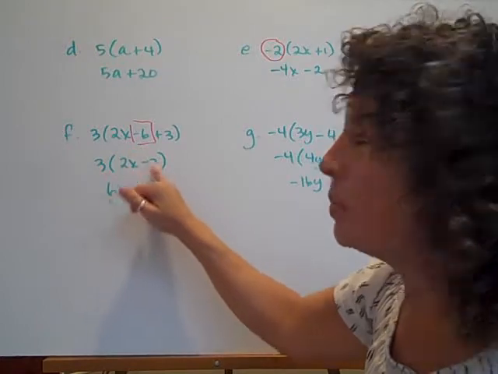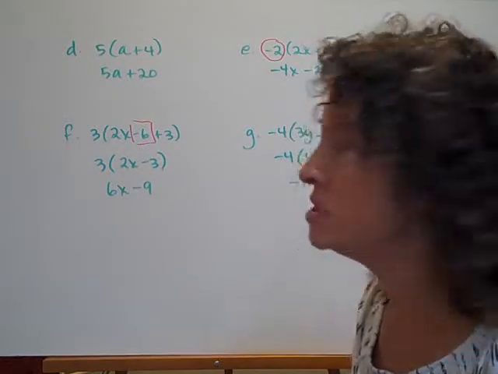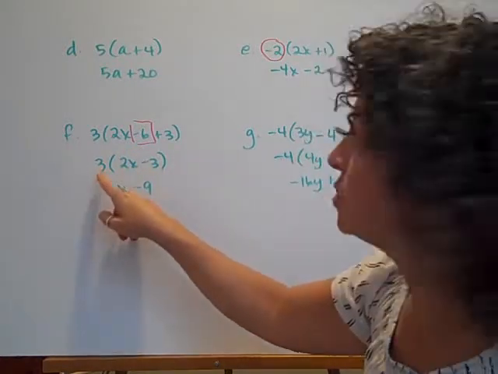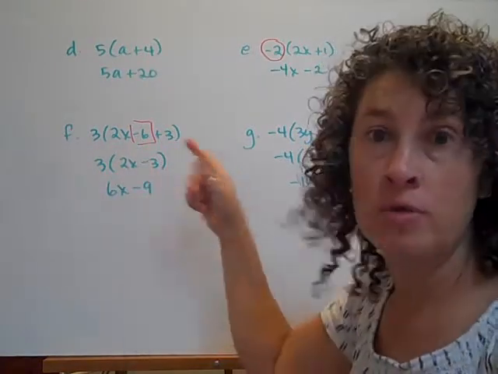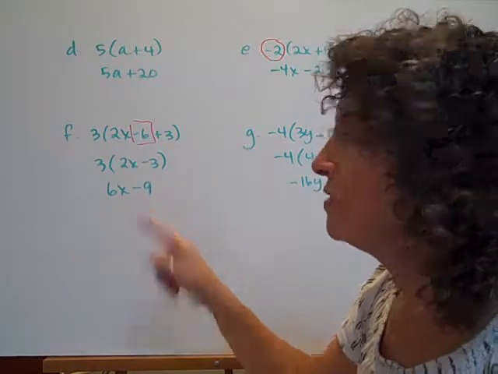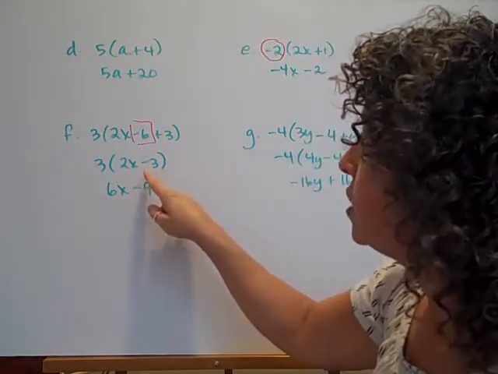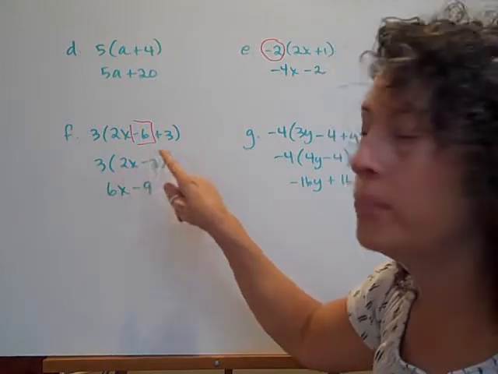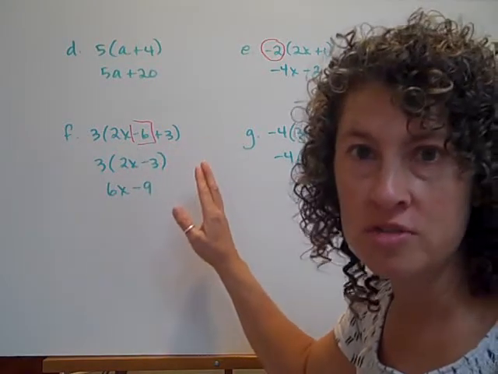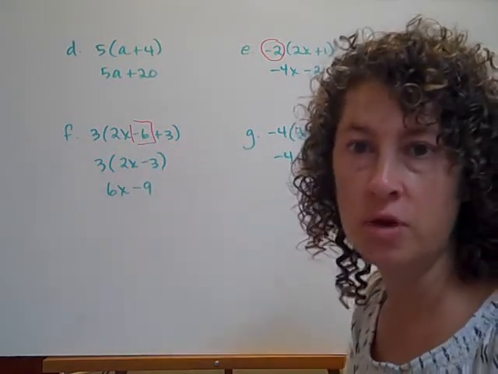So I've cleaned up what's inside here to make it a little simpler to understand. Now I can distribute this 3. 3 times 2x is 6x. 3 times negative 3 or minus 3 is minus 9. So I have 6x minus 9. Now if this gives you kind of a headache here, if you want to change this to 2x plus a negative 3, that works just fine. Go right ahead and do that if that makes sense for you.